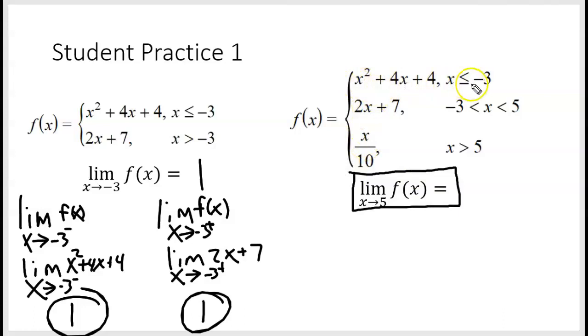We have this piece for all x that are less than or equal to -3. We have this piece for all x between -3 and 5. And then we have this piece for all x greater than 5. So I want you guys to find the limit of this function as x approaches 5. Now 5 is one of the endpoints. There's 2 endpoints for this one because there's 3 pieces. So go ahead and see if you guys can accurately calculate this. Now pause the video. When you're done, you'll see the solution.